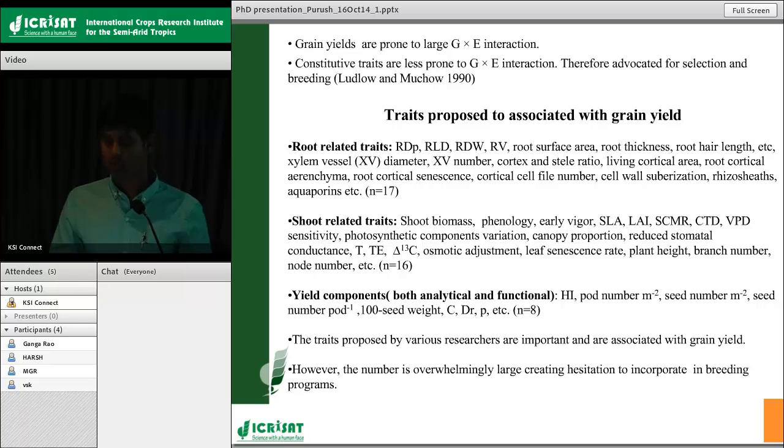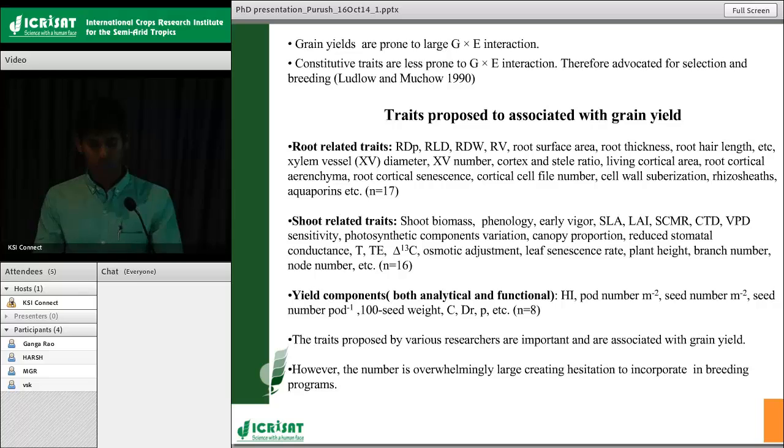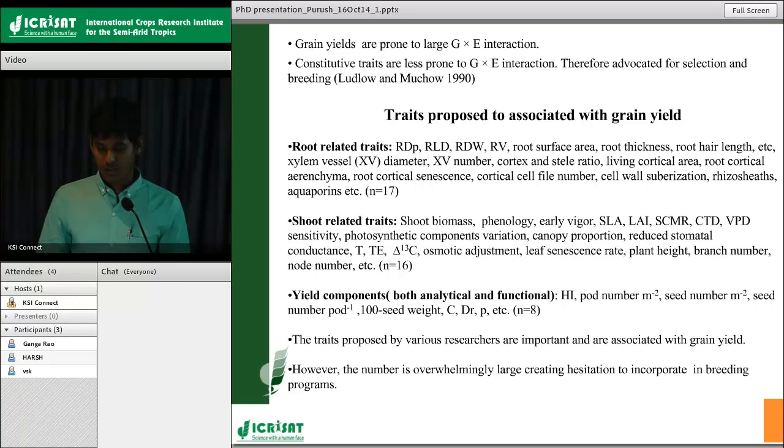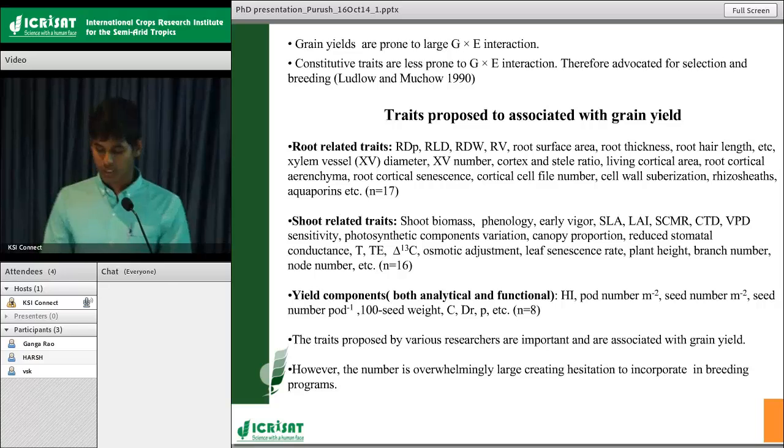Coming to that, the traits proposed to associate with grain yield are many in number. For example, 17 root related traits were proposed. It is a sample of traits, not everything. There are 17 root related traits, 16 shoot related traits, and 8 yield components shown in this slide. We all know those traits are important, but there is a pressing need to suggest the critical order of the traits to drought tolerance.